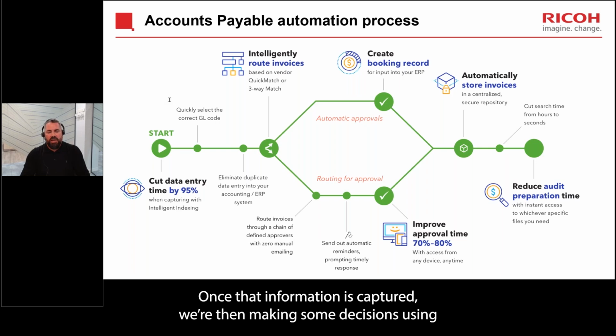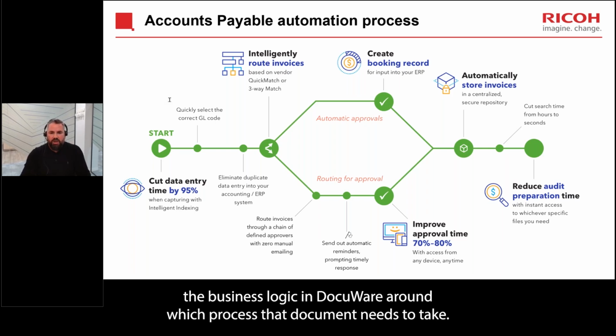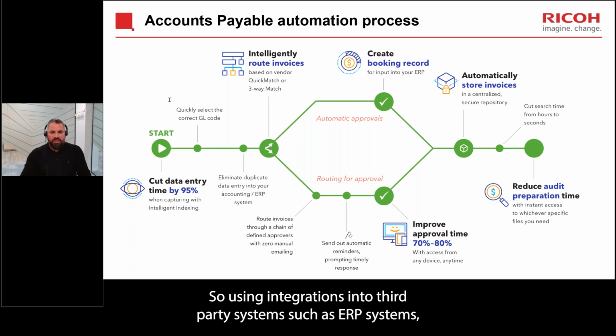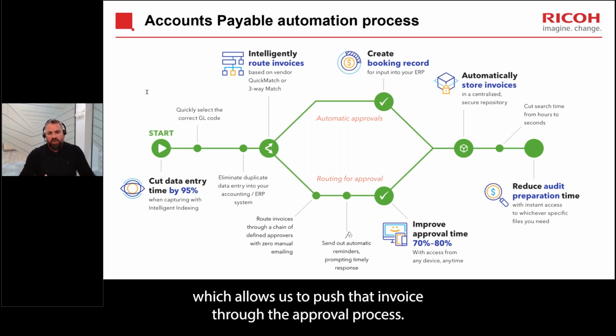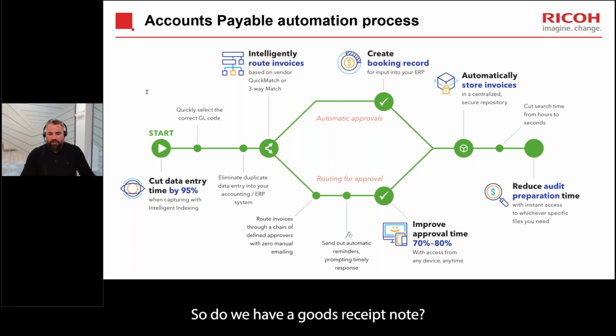Once that information is captured, we're then making some decisions using the business logic in DocuWare around which process that document needs to take. So using integrations into third-party systems such as ERP systems, we're able to look up to see if there's any supporting documentation which allows us to push that invoice through the approval process. So do we have a goods receipt note? Do we have a purchase order? Have we received all the goods?